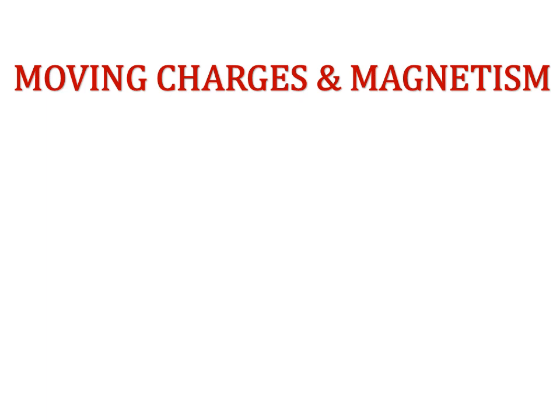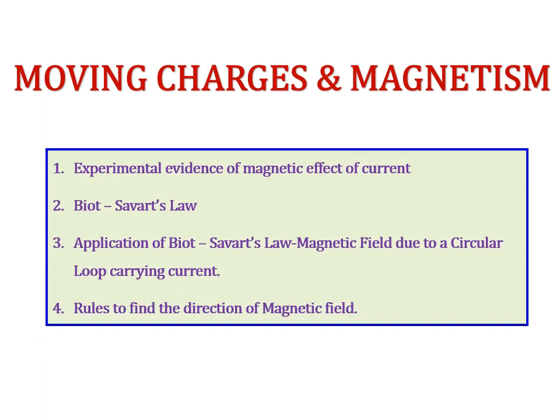Hello children, we start with the fourth lesson, moving charges and magnetism. In the first part of this lesson, we will discuss experimental evidence of magnetic effect of current, Biot-Savart's law. Using this law, we will write expression for magnetic field due to a current element. We will also discuss application of Biot-Savart's law to derive expression for magnetic field due to a circular loop carrying current and solve some numericals using the concept of Biot-Savart law.